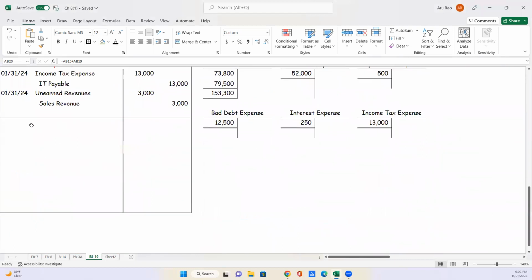I'm going to do that over here. My journal entry is January 31st, 2024. I start out by closing revenues, so debit revenues, and I credit retained earnings.